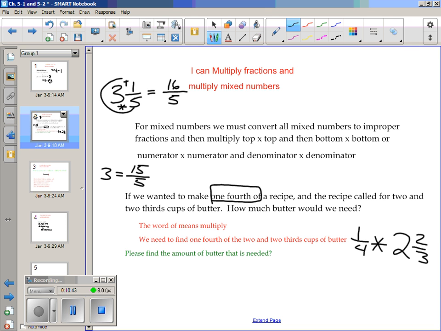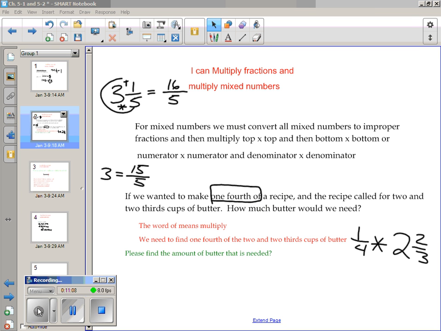We want to find 1/4 of 2 2/3. Everybody see how we can break this problem down? All right, now, I just told you what we need to do to multiply mixed numbers. I'll leave it up here, but I want everybody to try. Tell me how much butter we need if we're making 1/4 of that recipe.